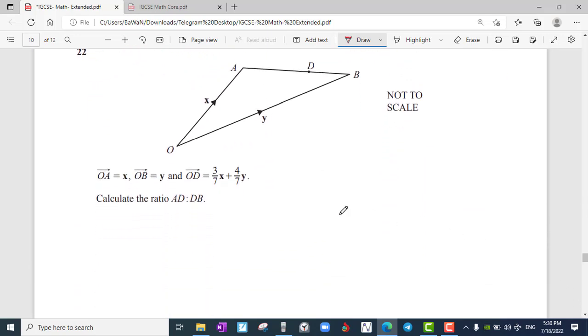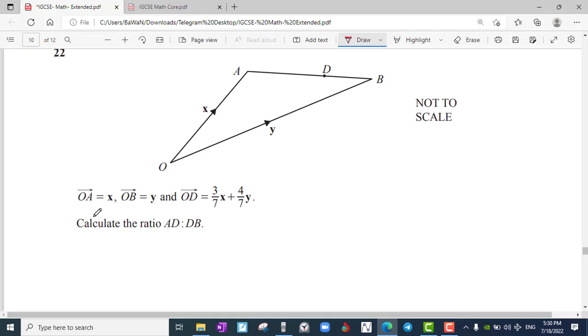Question 22, vectors. Direction is important in vectors. AO is in this way. OA is in this way. OA is x. So AO will be the opposite sign, -x. If we need AO, we write -x. OA is x. And so on for the rest. We change the sign if we go opposite of this arrow. We keep the same sign if we go the same direction.